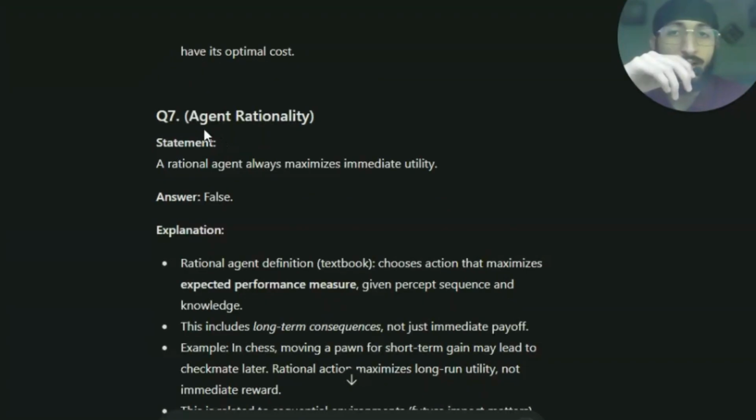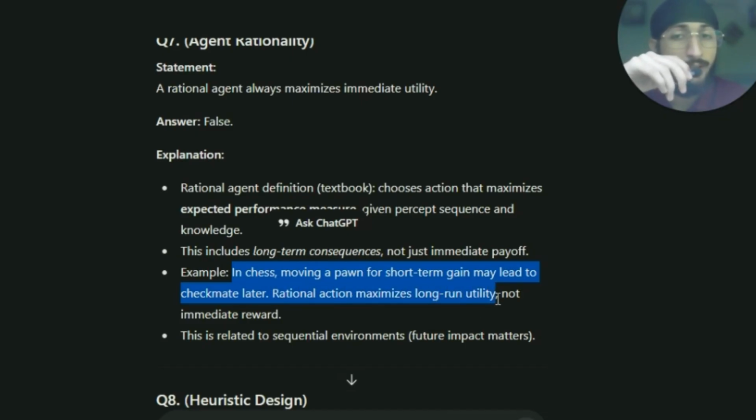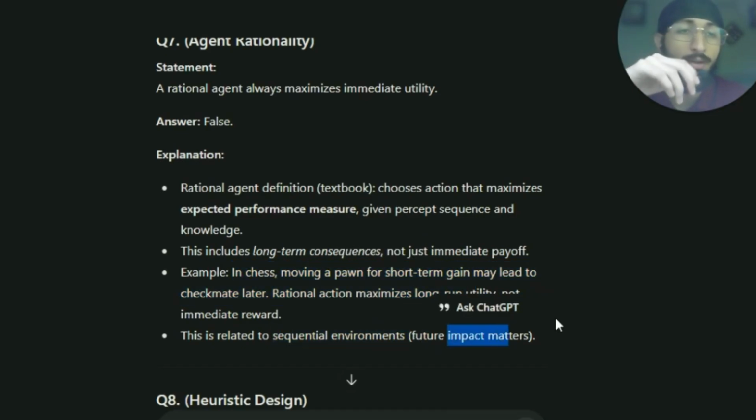So that's that. And the agent rationality statement: a rational agent always maximizes immediate utility. The answer is false. The rational agent definition is that it chooses the action that maximizes expected performance measure given the percept sequence and knowledge. This includes long-term consequences, not just immediate payoff. Example, in chess, moving a pawn for short-term gain may lead to checkmate later. Rational action maximizes long-run utility, not the immediate reward. This is related to sequential environments. Future impact would matter. So that's it.